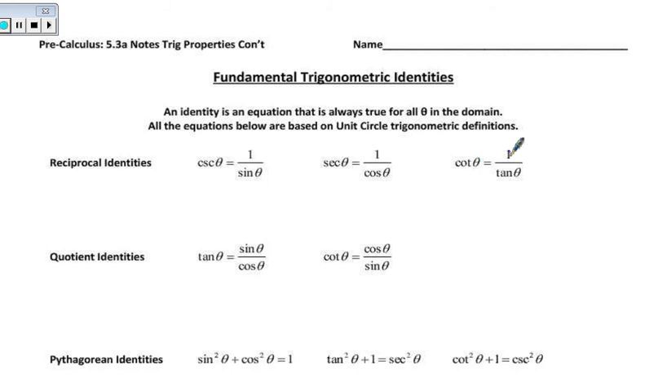We also have our quotient identities, and tangent we have identified as y over x. So please remember that y is represented by the sine of theta, x is represented by the cosine of theta. So therefore we have sine theta over cosine theta. Cotangent is represented with x over y, and again cosine is the x value, sine is the y.